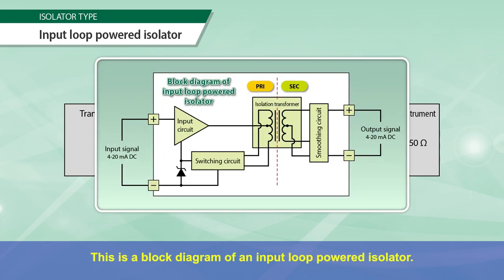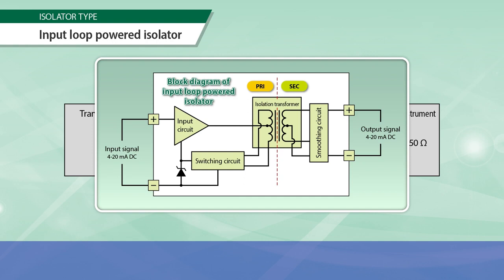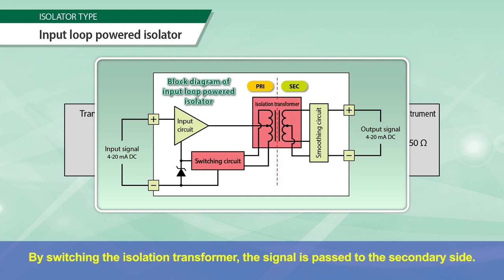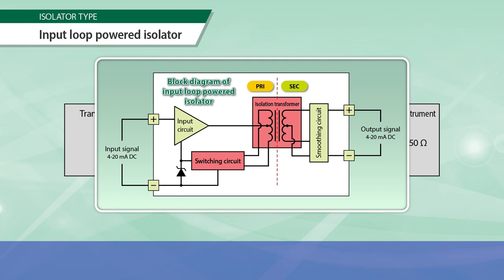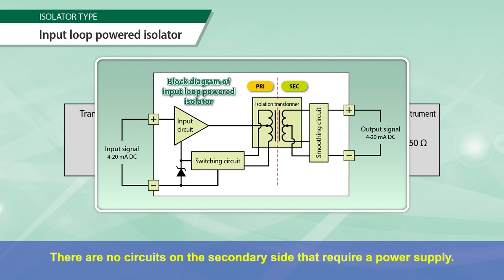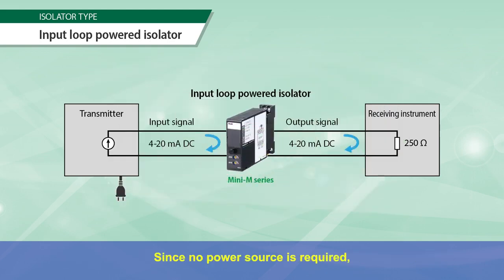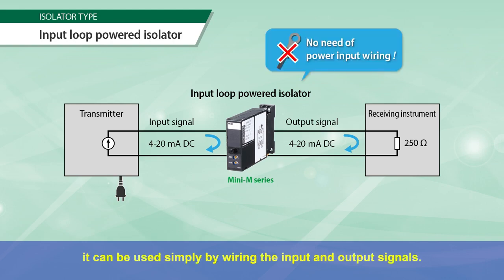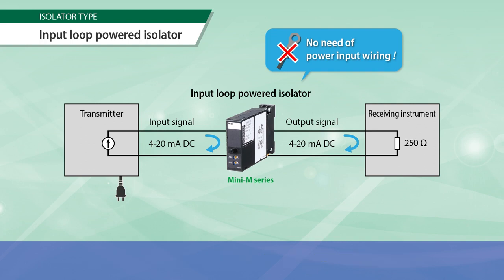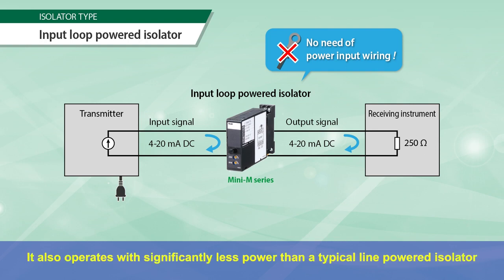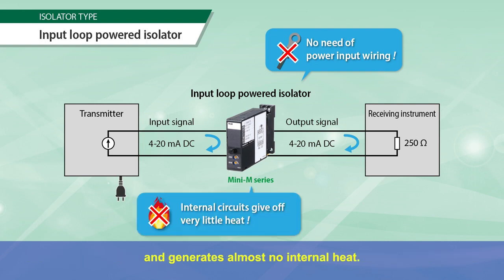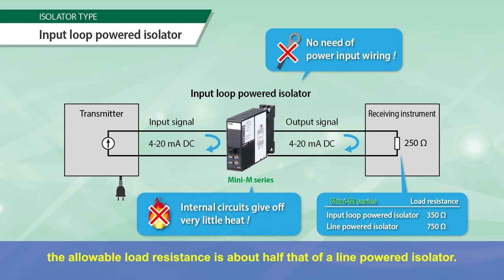This is a block diagram of an input loop-powered isolator. By switching the isolation transformer, the signal is passed to the secondary side. There are no circuits on the secondary side that require a power supply. Since no power source is required, it can be used simply by wiring the input and output signals. It also operates with significantly less power than a typical line-powered isolator and generates almost no internal heat. However, since the loop power is limited, the allowable load resistance is about half that of a line-powered isolator.